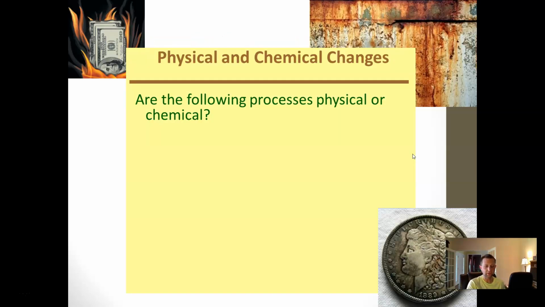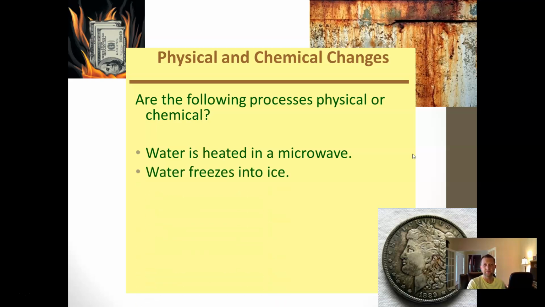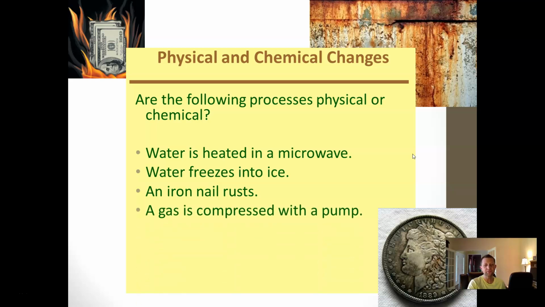So a couple examples we can go through. Water is being heated in a microwave. What do you think, chemical or physical? Well, that one's going to be a physical change, right? You're just heating up water. It's still water, it's still H2O. Water freezing. We said freezing was an example of a phase change, which is physical. And iron nail rusting. What do you think there? We already saw that on our slide. Rusting or oxidation is a sign of a chemical change.